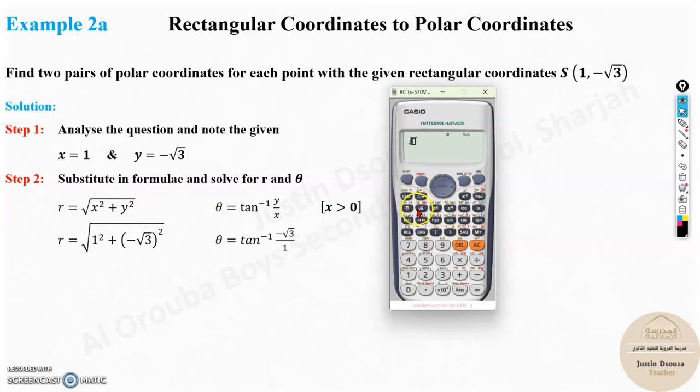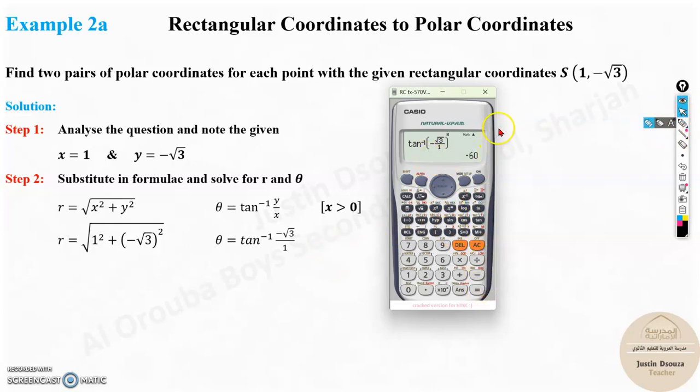Now let's solve it over here. So it is square root of x squared, that is 1 squared, plus, whenever you have negative, please use the brackets. It will be much easier and you'll get the correct answer. So you close the bracket, square it. The answer is 2. Okay, our radius value or the distance is 2. What about the theta angle? It is tan inverse, shift and tan, of minus root 3 divided by, sorry, this is root 3 divided by 1, close the bracket. The answer is minus 60 degrees.